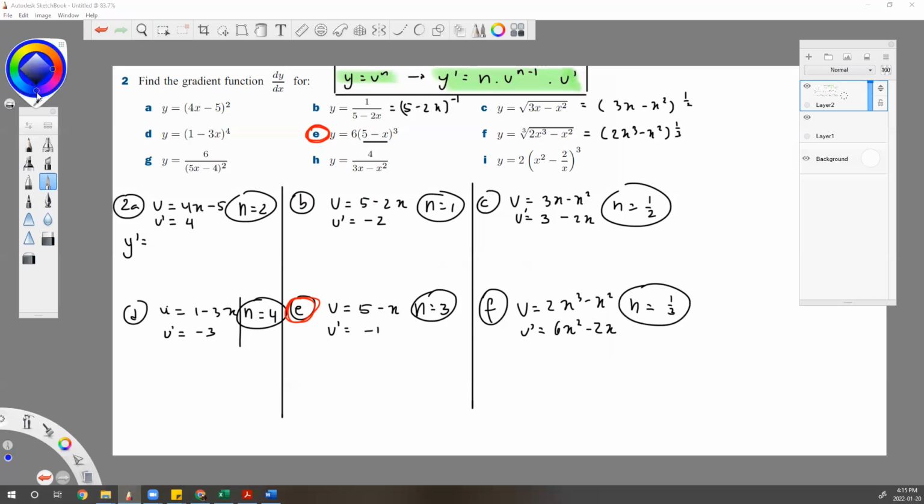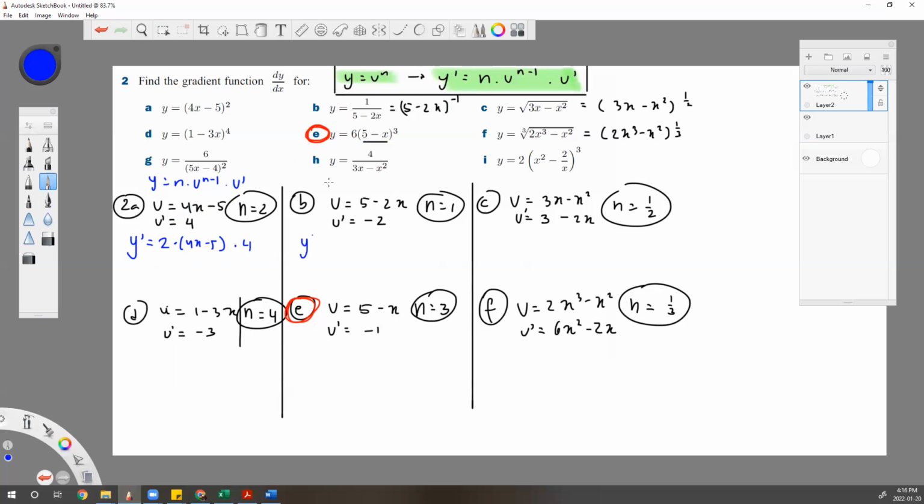So for 2A, we haven't done anything, by the way, but it will be so fast at the end. Y accent equals n times u power n minus 1 times u accent. Okay, so I write it down so I can look at this rather than look at this too far. Okay, n is 2 times u, 4x minus 5 power 1, right, n minus 1. Okay, no need. Times 4, done. You don't have to times 2 times 4, 8. No need. It will be so long.